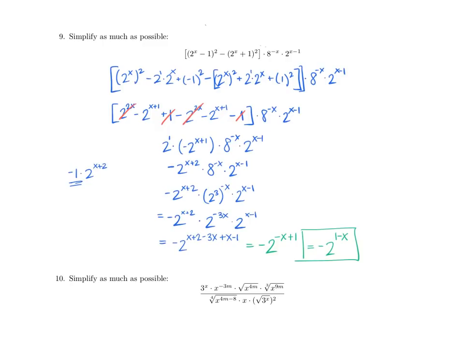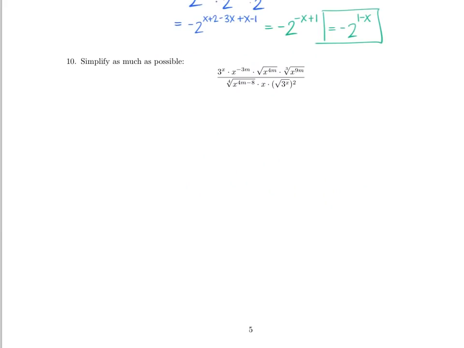Celebration! And we go on to our last problem. Simplify as much as possible. All right, we have a lot of things under square roots, which is raising things to the 1/2 power. We have a cube root over here, which is raising it to the 1/3 power. We have a 4th root down here, which is raising it to the 1/4 power.